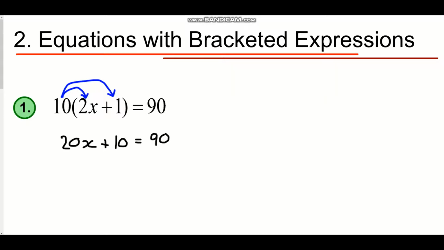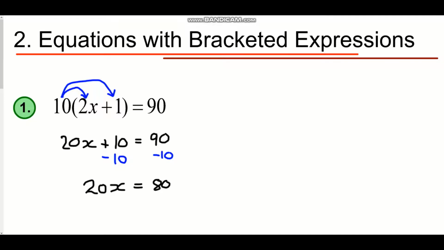Now we have a slightly easier equation to deal with because we've expanded the bracket. We're going to then get rid of these 10 units that we don't want on the left-hand side of the equation. So instead of plus 10, I'm going to take away 10, and that will cancel out. And I'm going to take away 10 on the other side of the equation as well to keep it balanced. So 20x is equal to 90 take away 10, which is 80.